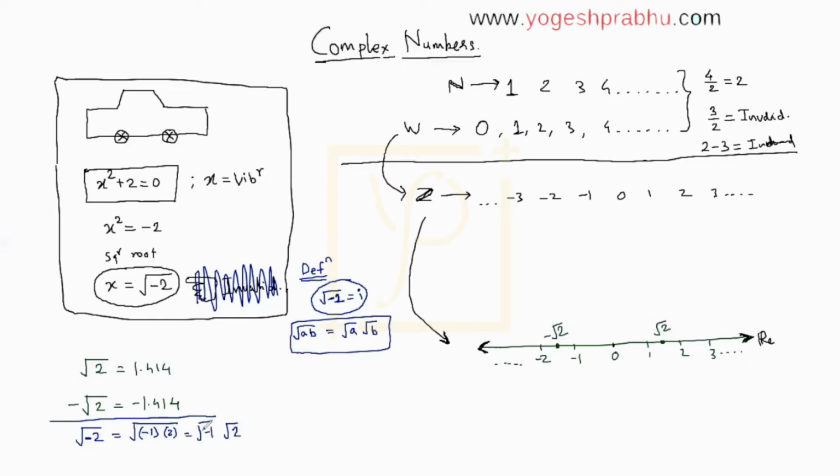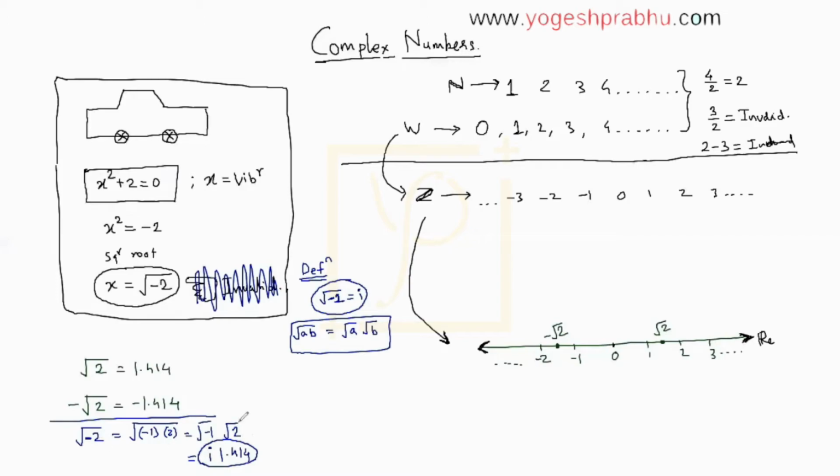Now, square root of -1 is already I, as per the definition over here. And square root of 2, we already know, is going to be 1.414. So do you see this is I 1.414? Now, when you define square root of -1 as I, you can write square root of -2 as I 1.414. You see that here?